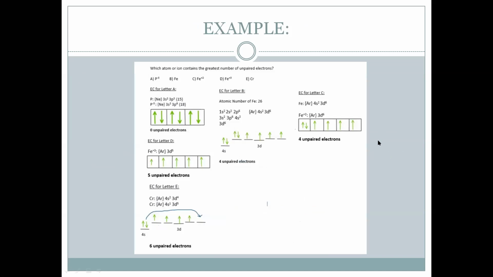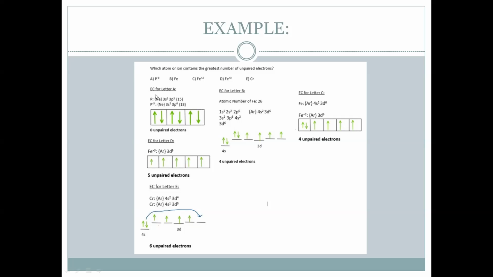Okay, so here I have an example wherein you can apply those things that we just talked about. Which atom or ion contains the greatest number of unpaired electrons? Okay, so we have 5 choices here. The first one is phosphide ion. The next one is iron. The next ones are ferrous ion and ferric ion, I believe, and chromium. Okay, so in order for us to solve this, we need to know the electron configuration for every element here.